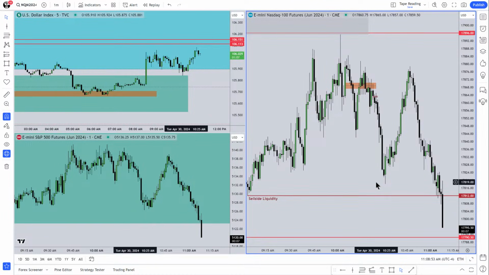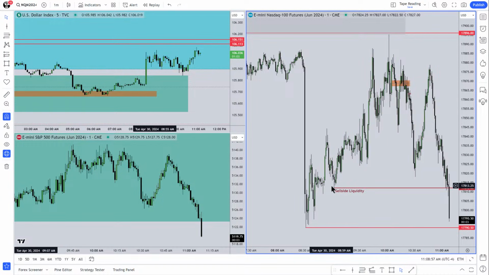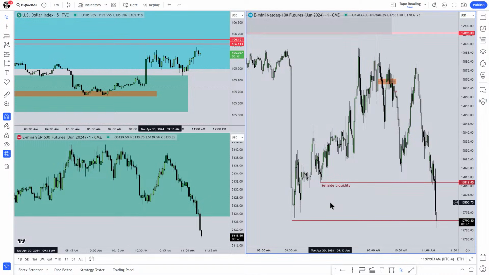Look at that run. There's the sell side outline, and here's the relative equal lows. Watch how it punches through that. There you go. So now look at it.